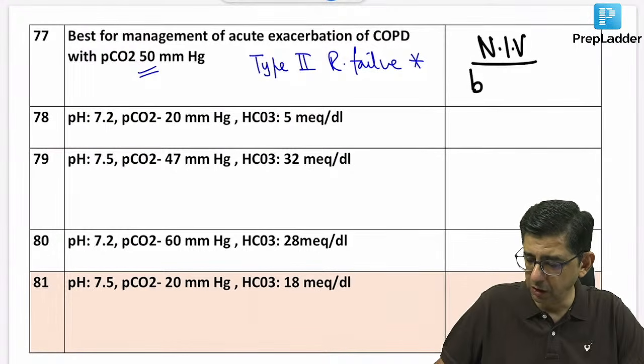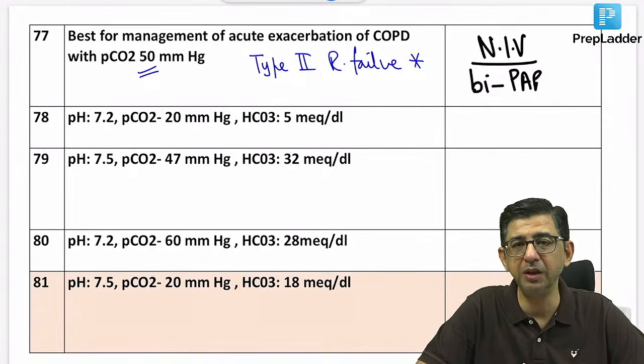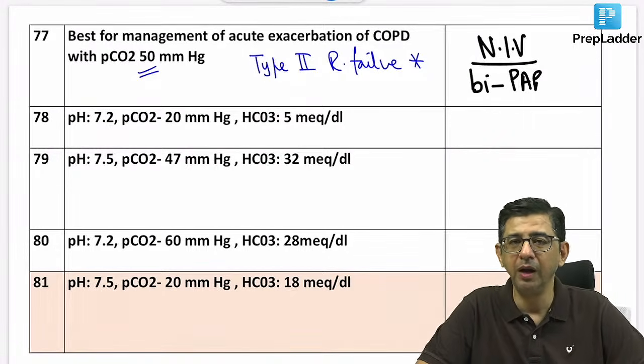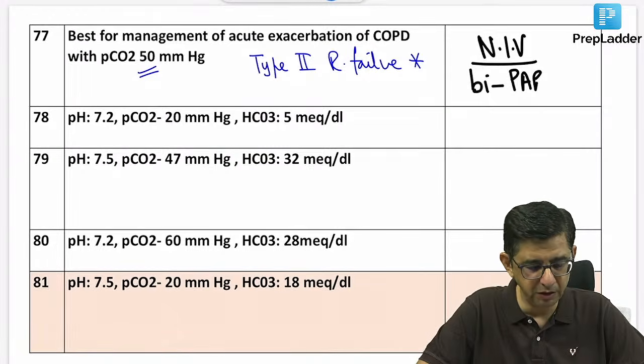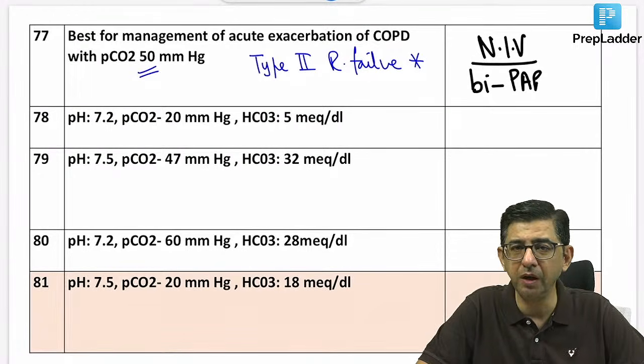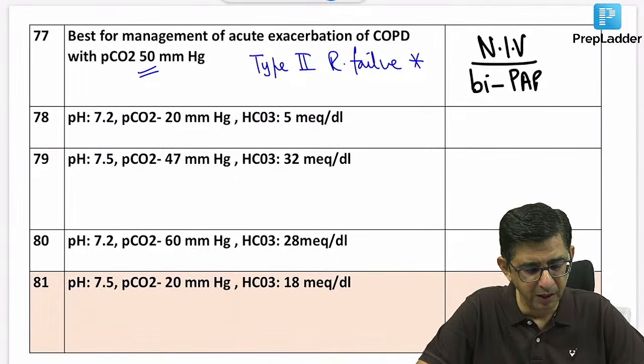You will be asking your nursing staff to help you out with the fittings for getting the machine here, right? The BiPAP machine would be brought, and then you'll do the fittings for an IV, that is non-invasive ventilation. So yep, the correct answer is NIV, and BiPAP would be used in this particular case.